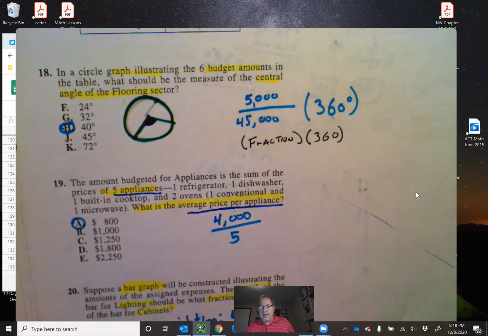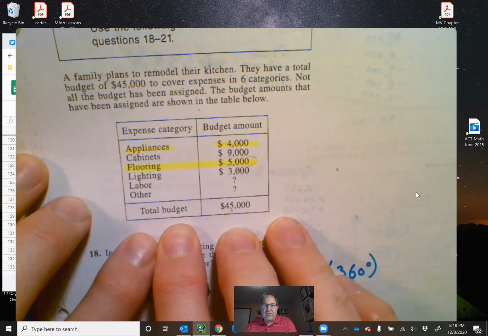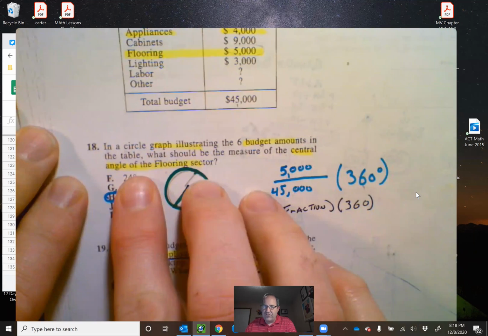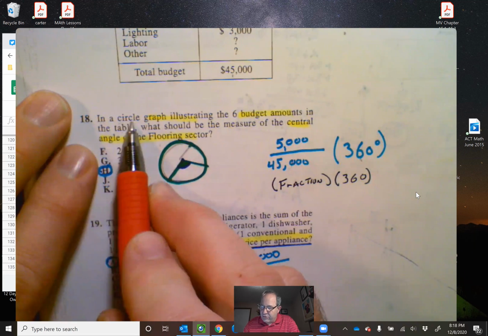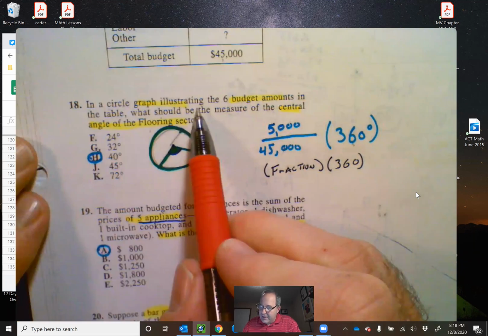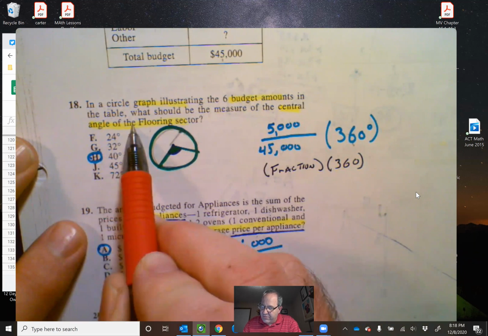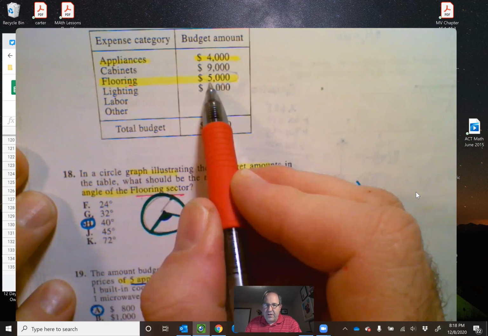18, 19, and 20 deal with a stem, and then they have 3 questions that are based on it, okay? So I never look at the stem. I go right to the question and then go back to figure out what I need. A circle graph. So a circle graph is like a pie chart, right? Illustrating 6 budget amounts. What should the measure of the central angle be for the flooring sector? Now notice flooring is $5,000, right?